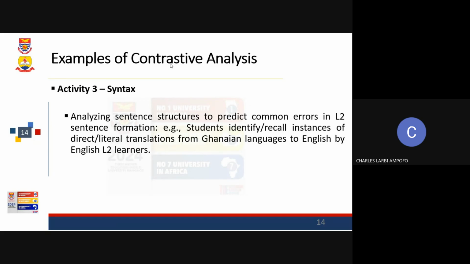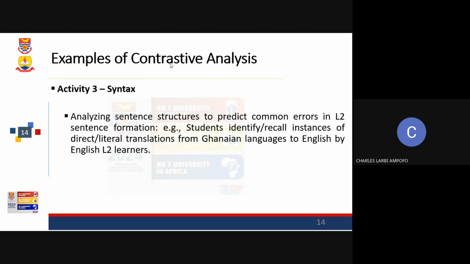Then in terms of syntactic structure, the third one that you must compare in the two languages is what? The syntactic structure or structures of the two languages. So analyze sentence structures to predict common errors in L2 sentence formation. So we have sentence structure.